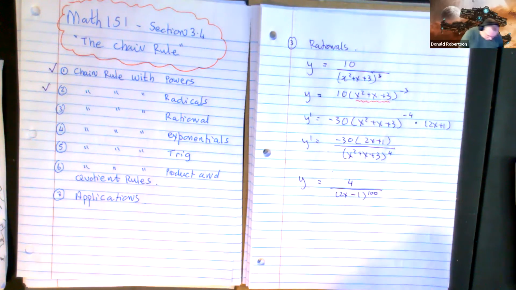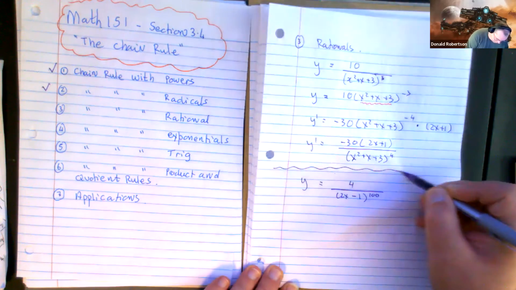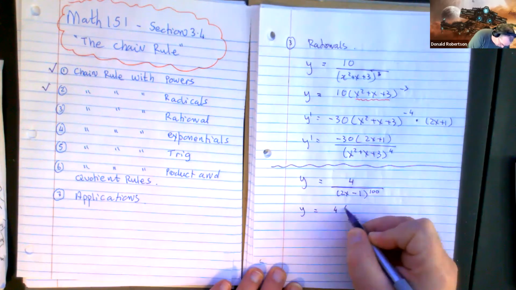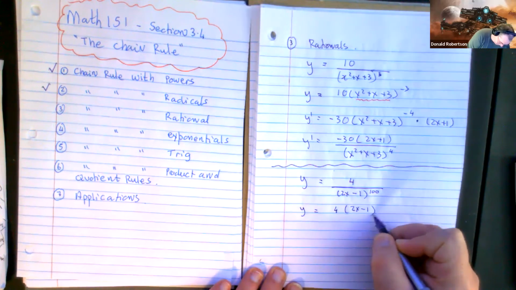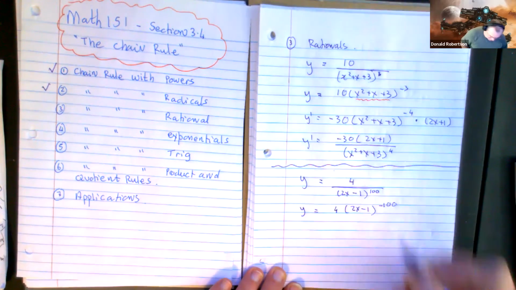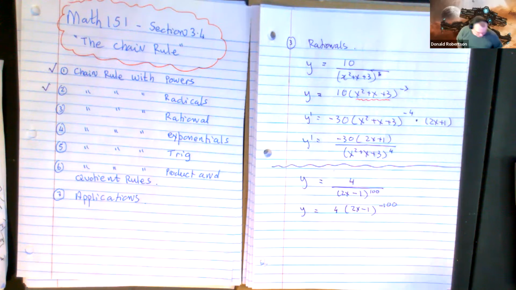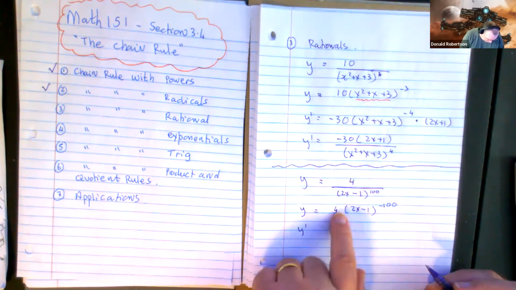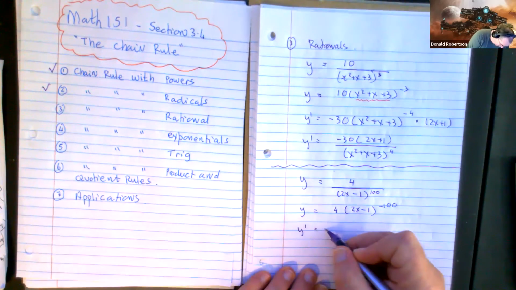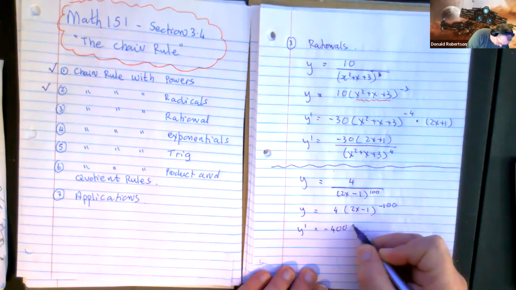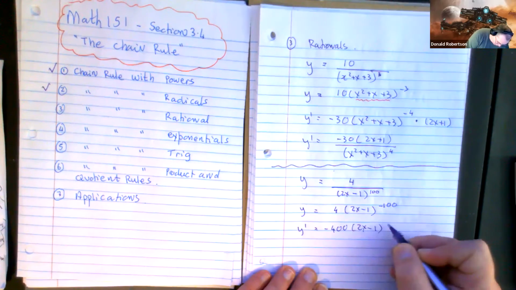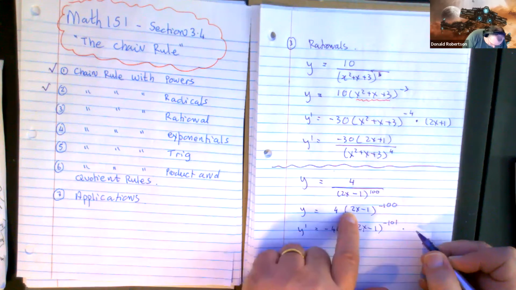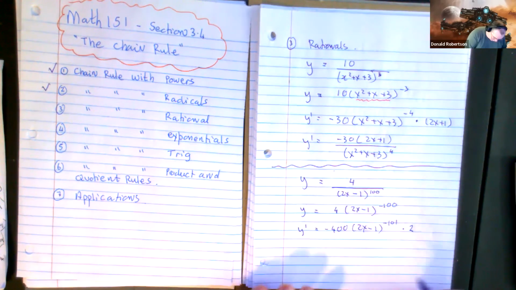Okay, we'll try this fraction, this rational function. First, I'm going to write it in a differentiable form. So it becomes a negative 100 power. And then I can do essentially the power rule. So multiply by the power, reduce the power by 1, and then multiply by the derivative of the inside function, which is 2.